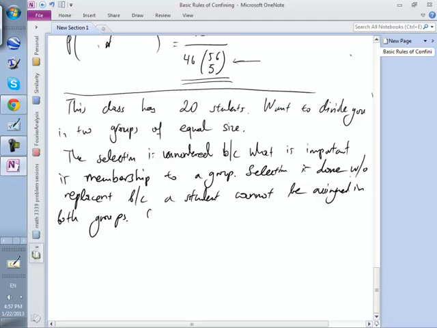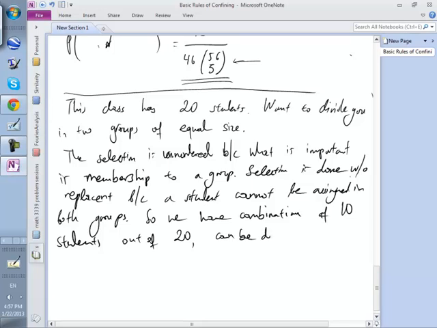So we have combinations of 10 students out of 20, which can be done in C(20, 10) ways. Okay, because that's the number of combinations. Is it clear?